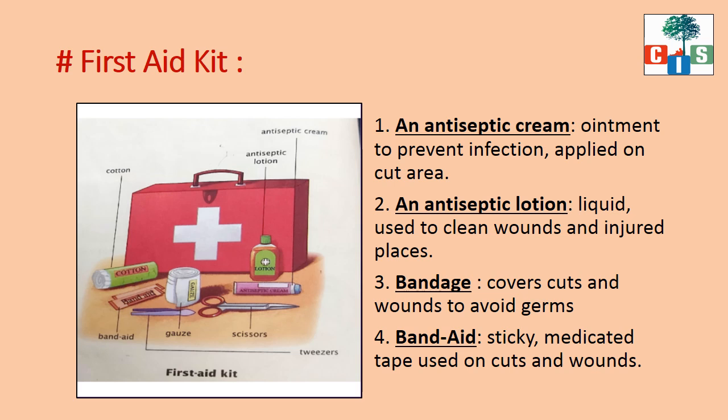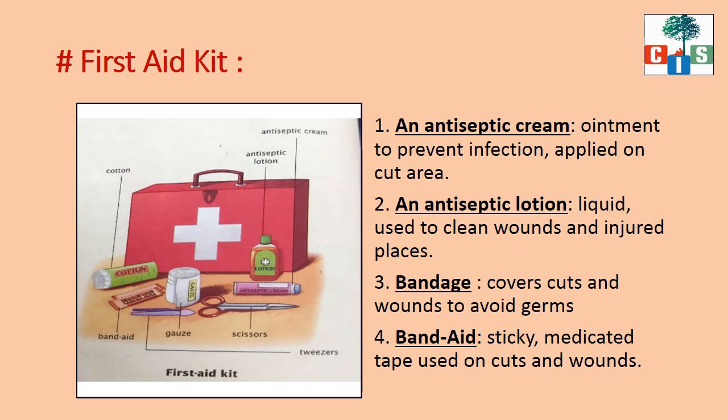Second is antiseptic lotion. The most common examples of these antiseptic lotions are Savlon and Dettol. This liquid is used to clean the wounds and injured places. Third one is the bandage. After cleaning the wound, we should cover that cut or wound to avoid the entry of germs again. And the fourth one is the band-aid.